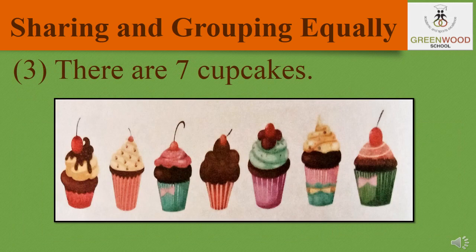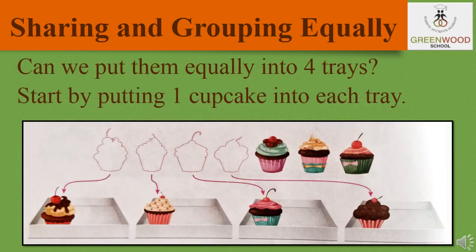Third example. How many cupcakes can you see? Count them. 1, 2, 3, 4, 5, 6, 7. So there are 7 cupcakes. Now we are going to share these cupcakes. Let's see. Can we put them equally into 4 trays? Let's see. Start by putting 1 cupcake into each tray. Now as you can see in the picture, the first 4 cupcakes have been placed in the 4 trays. Still we have remaining 3 cupcakes.